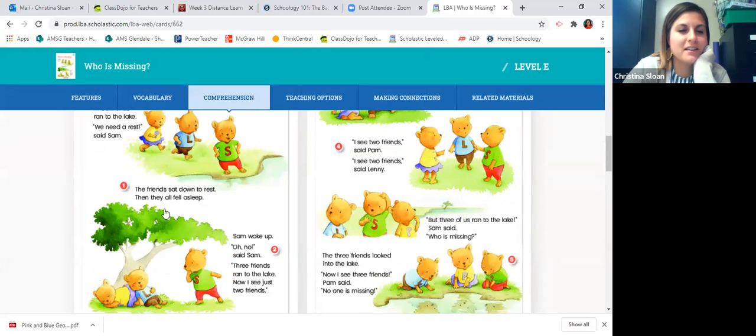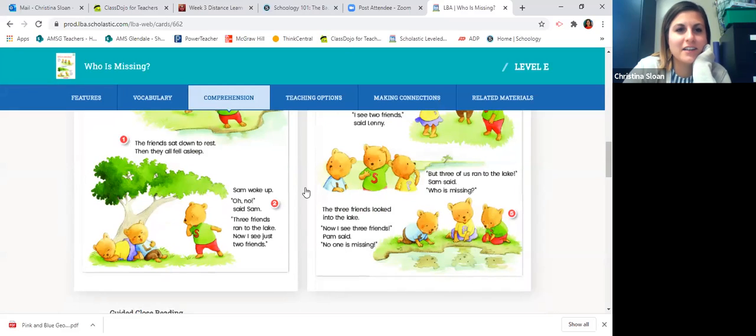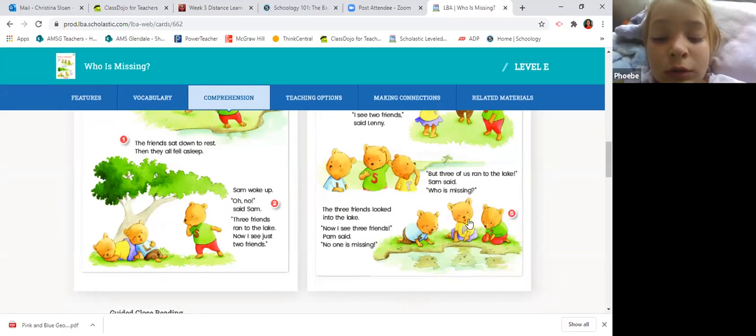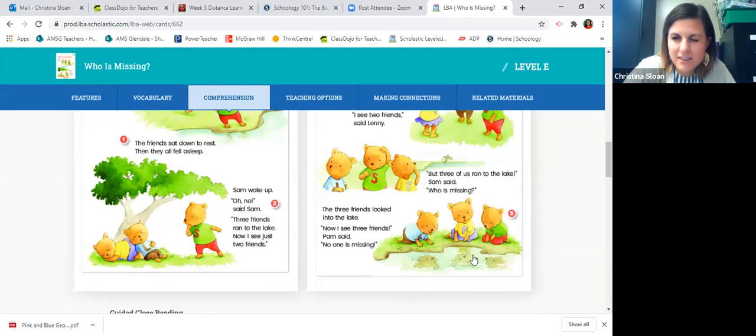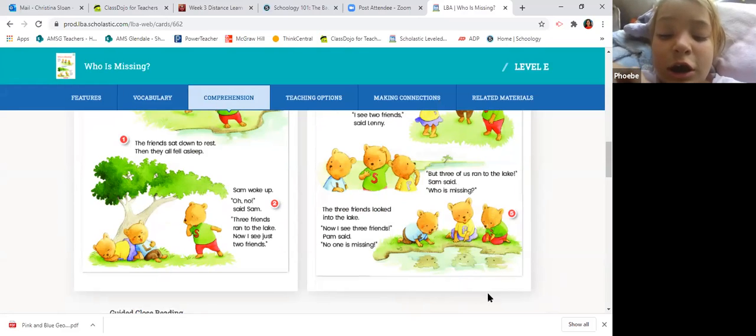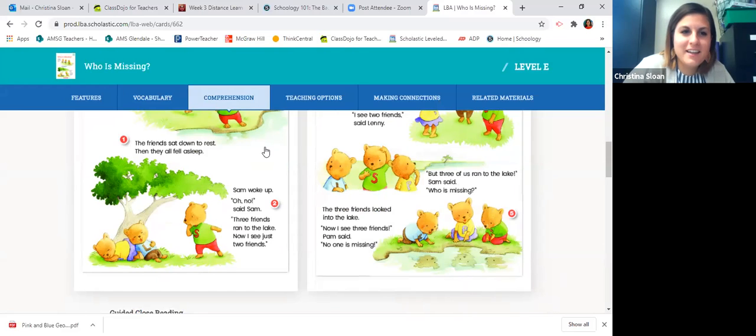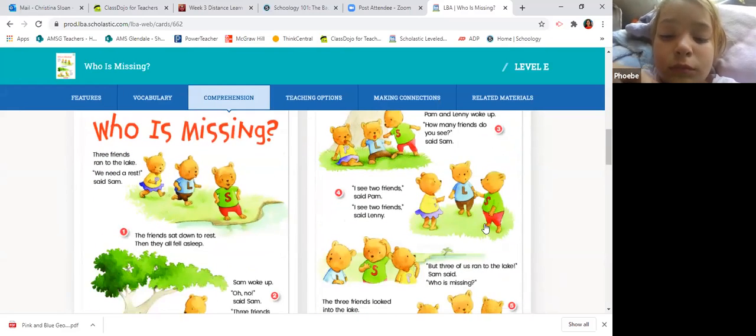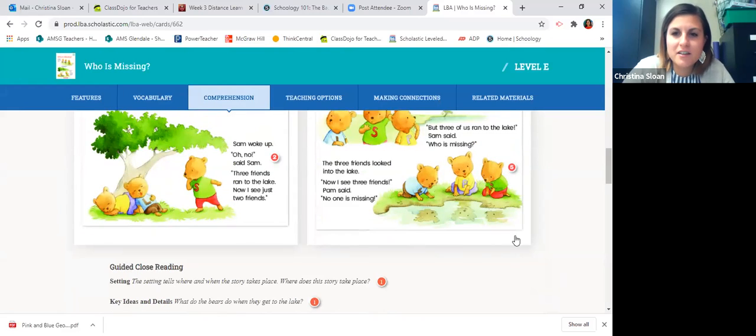So what happened in that story when they looked into the lake? What did they see when they looked into the lake? Do you know what this is called right here, Phoebe? Do you see how they're looking into the lake and they see themselves? What's that called? A reflection. Thank you, Phoebe. Nice job. So when they looked, they thought a friend was missing, but they saw their reflection and they saw they were all there.